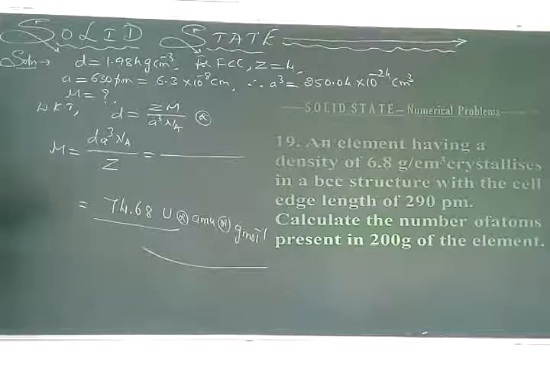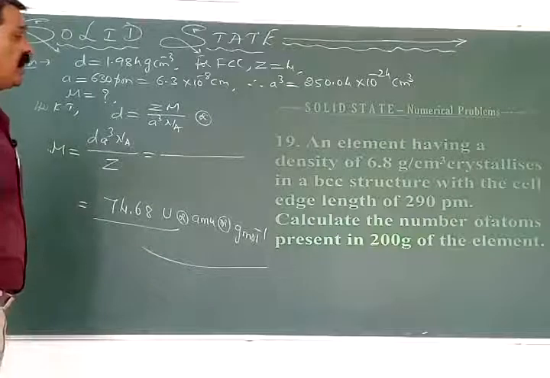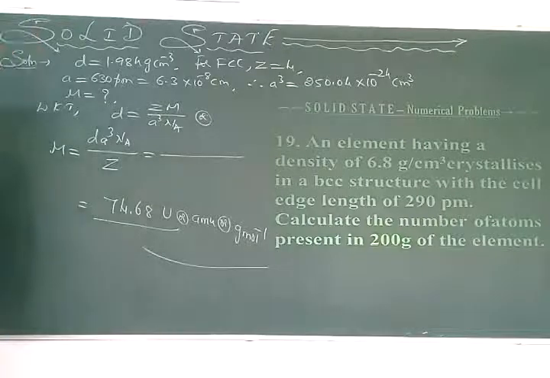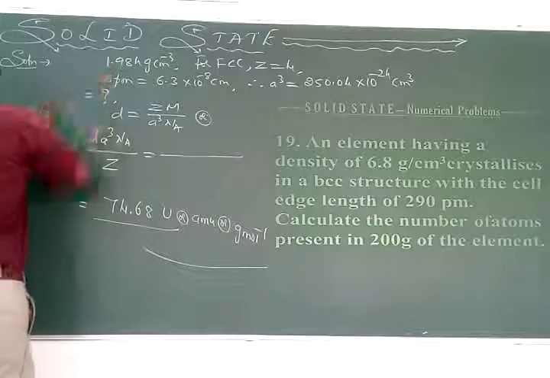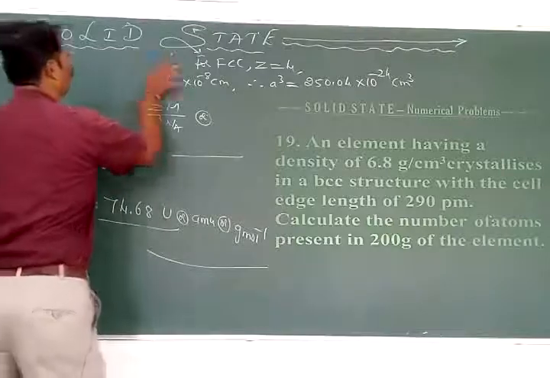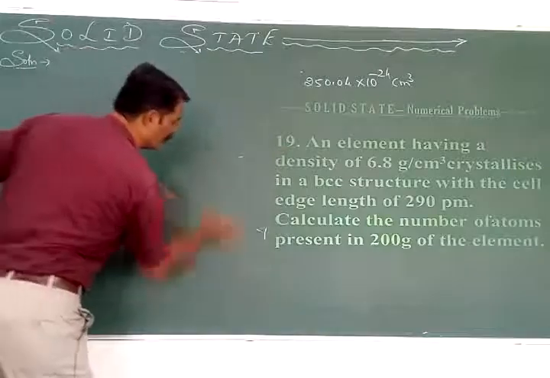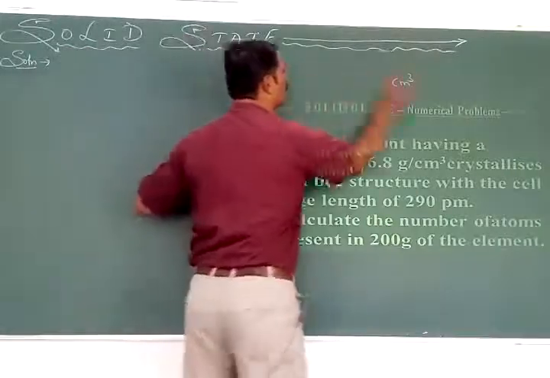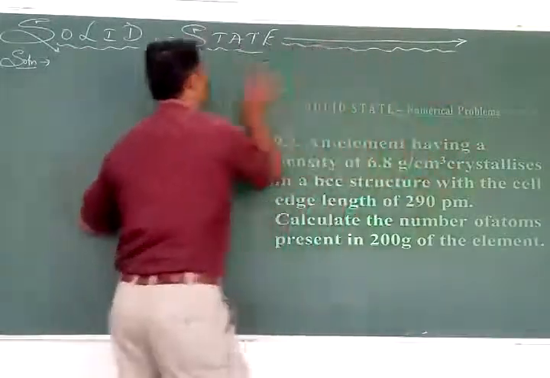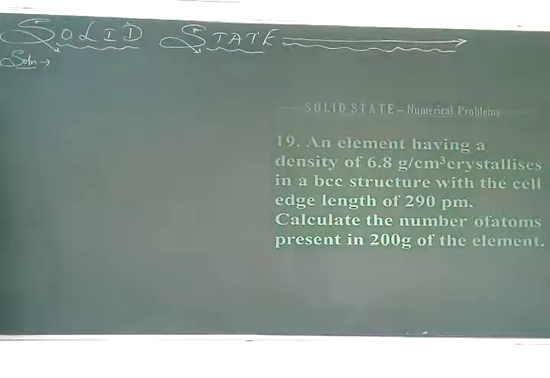An element having a density of 6.8 gram per cm cube crystallizes in a BCC structure with a cell edge length of 290 picometer. Calculate the number of atoms present in 200 grams of that element. Means in 200 grams of that element, we have to find out the number of atoms present in that.